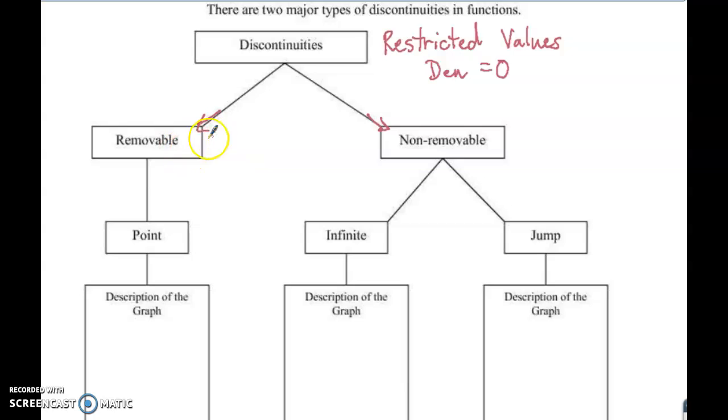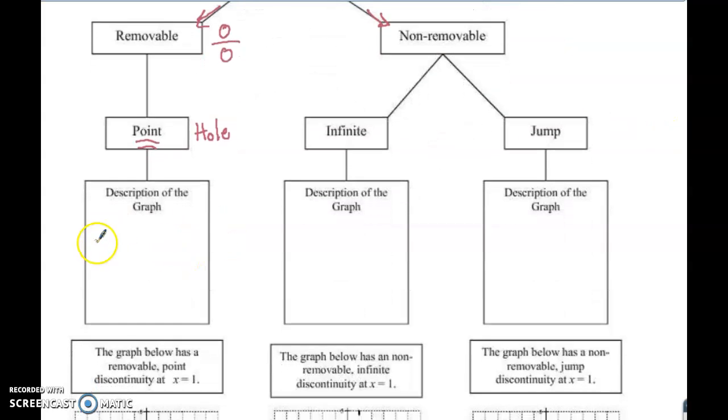Removable is usually in the case where we have 0 over 0. And the phrase that we've used so far is a point discontinuity, which basically is a clue that we have a hole. I guess I could have written that right here. Is a hole in the graph.